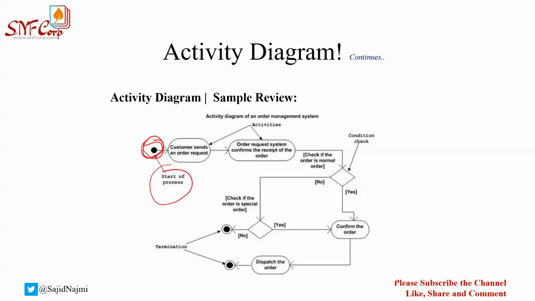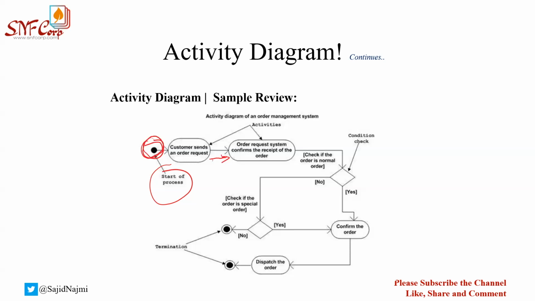Customer is sending order request. Now you see the arrow. You see the arrow. This will tell you the flow. What is happening next? This arrow is telling. So next is happening: order request, the system confirms the receipt of the order. Now there is a system somewhere, that system confirms, okay, we have received the order.